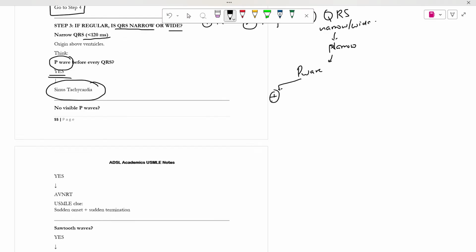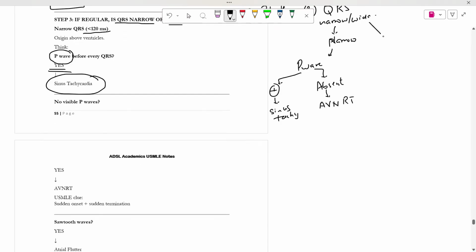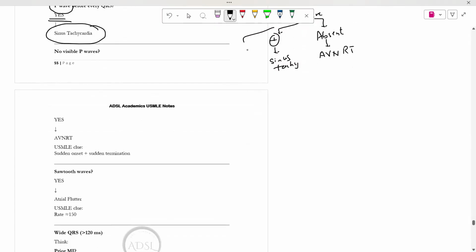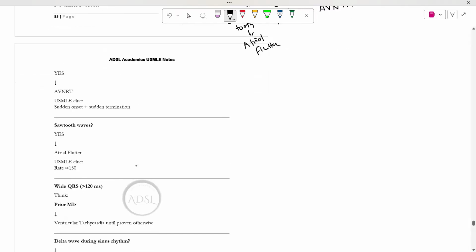If a P wave is present, you are dealing with sinus tachycardia. But if the P wave is absent, then you are dealing with AV nodal arrhythmias, arrhythmias of the AV node. Now, are you dealing with sawtooth waves? If you are dealing with sawtooth waves, then you're probably dealing with atrial flutter. And when you're dealing with atrial flutter, the rate is going to be almost 150 or more.